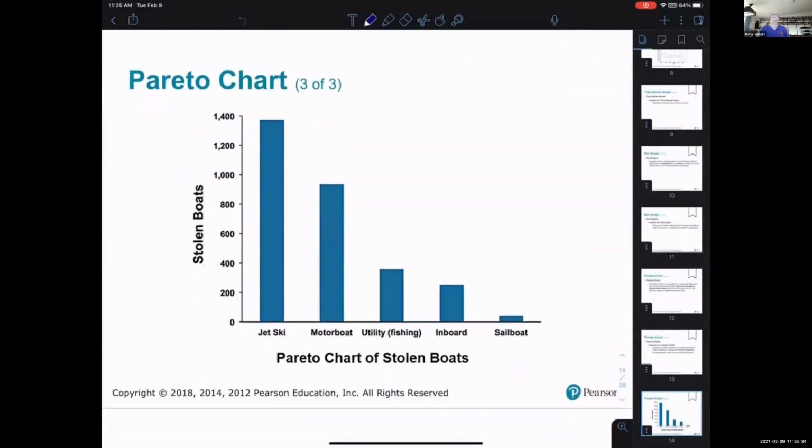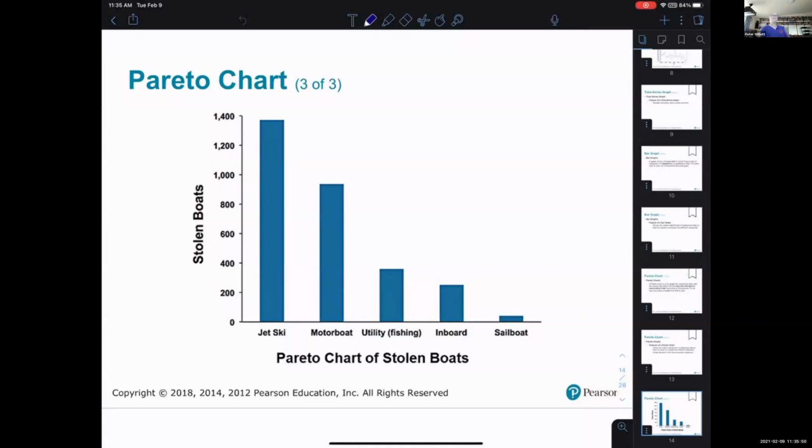All right, so this is an example of a Pareto chart. So this is also an example of a bar graph, because a Pareto chart is a bar graph, you've just decided to organize it from biggest to smallest, and that's why it gets the extra name.